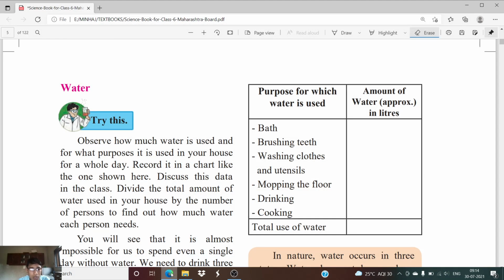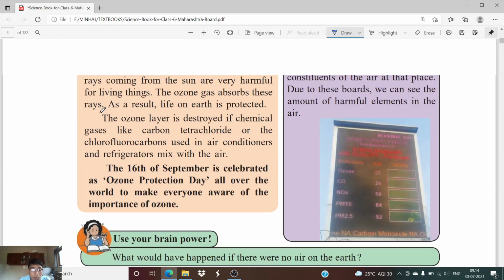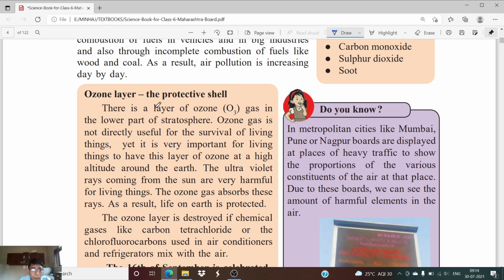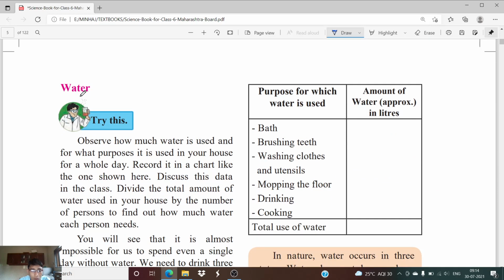Good morning, students. Now we are going to start our new point from chapter number 1 that we are studying, natural resources: air, water, and land. In the last lecture, we studied about the ozone layer. Now, in this particular lecture, we are going to see about water.